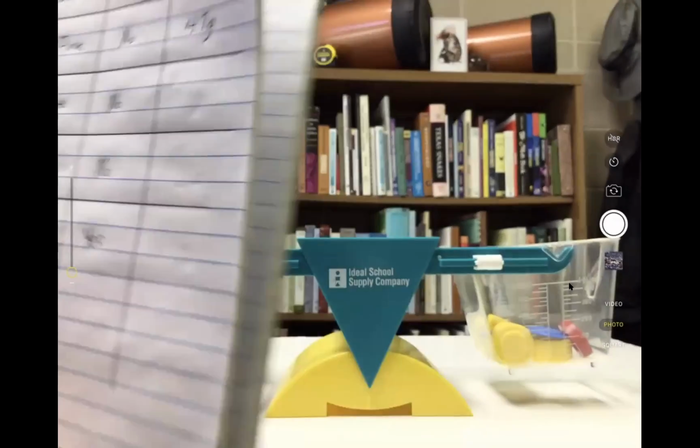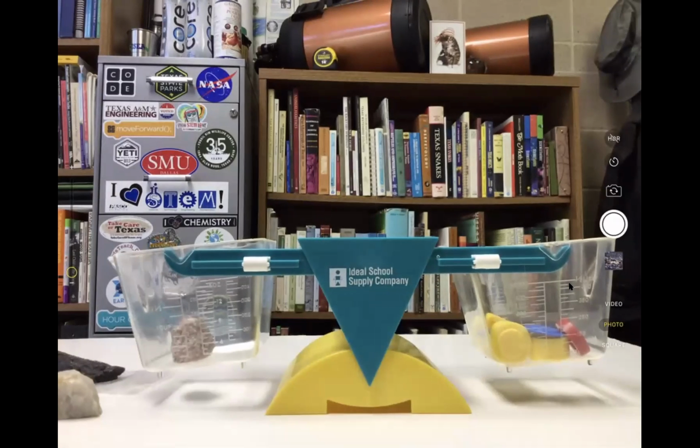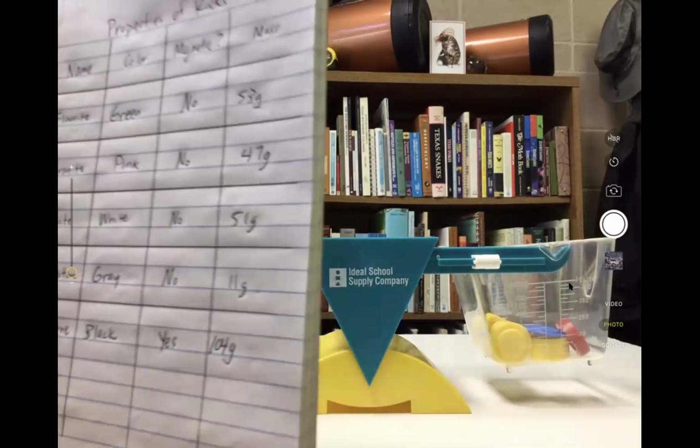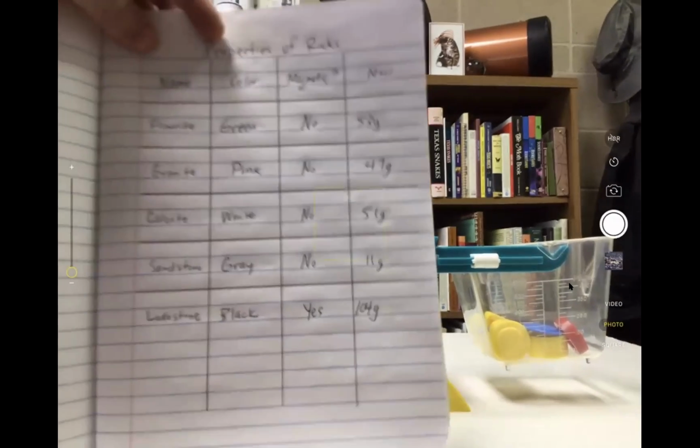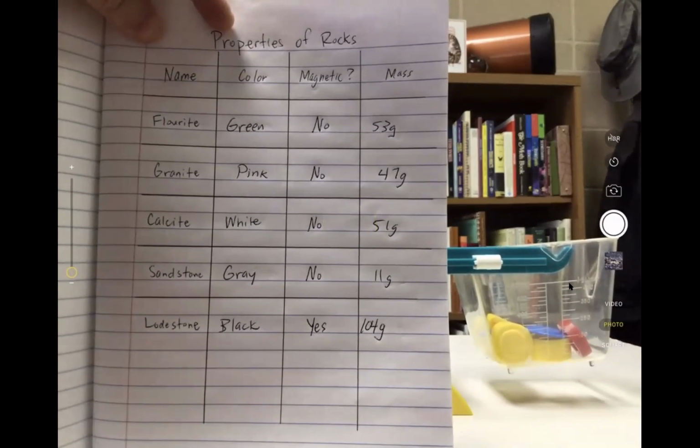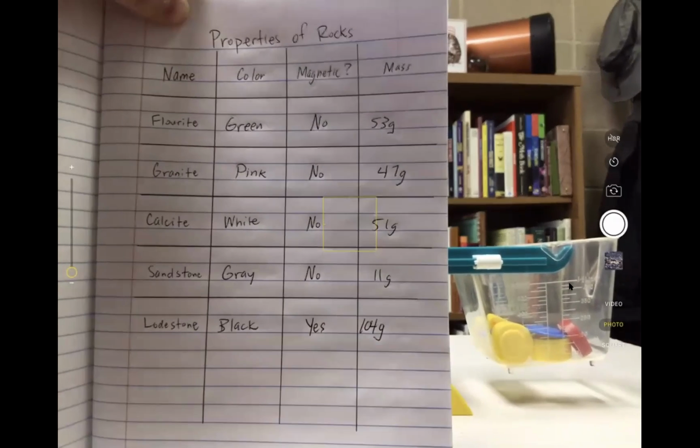I think that's all the time I've got for doing these. So I did pre-measure these. So my calcite was 51 grams. The sandstone was 11 grams. The lodestone was 104 grams. The fluorite was 53 grams. So if I were to measure all of those, it would look like this. And I did that ahead of time because I knew I wouldn't have time to get all of this done.